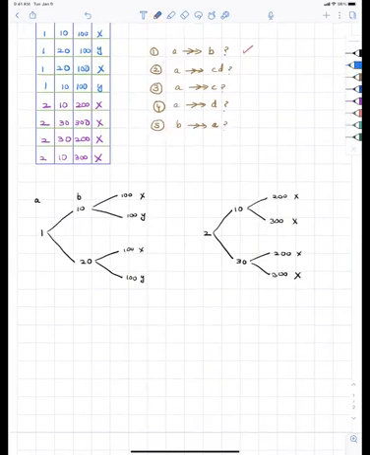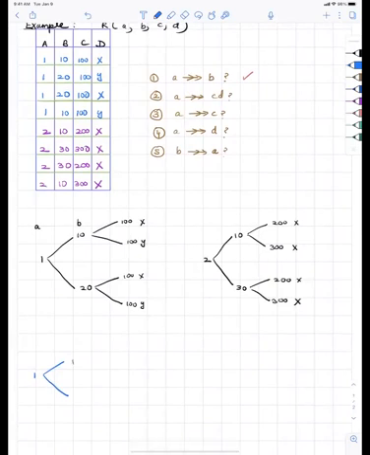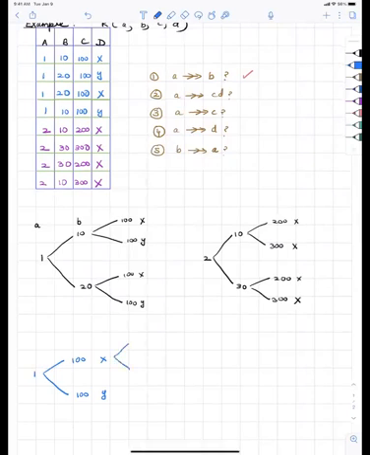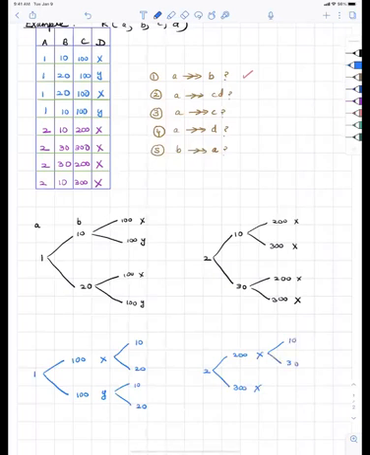So I'm looking at A, does it multi-value determine CD? For 1, we have 100 and X, and for 1 we have 100 and Y. And if you look at this for X and Y, for both of them we have values 10 and 20, and similarly we can look at 2, the same thing for 2. Okay, so we have A does multi-value determine CD.